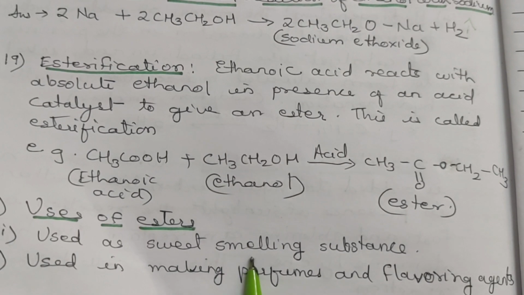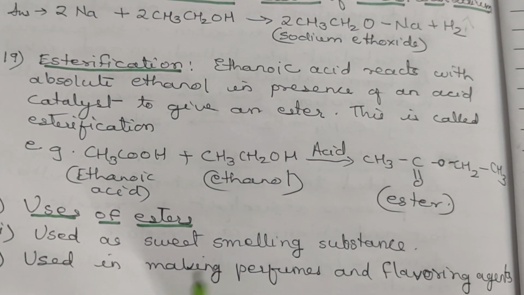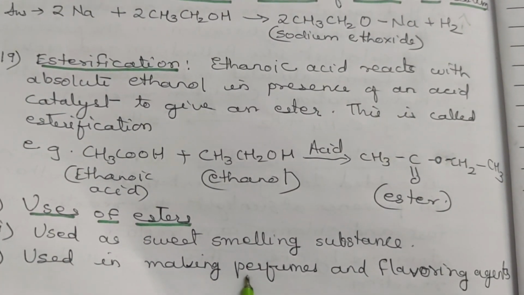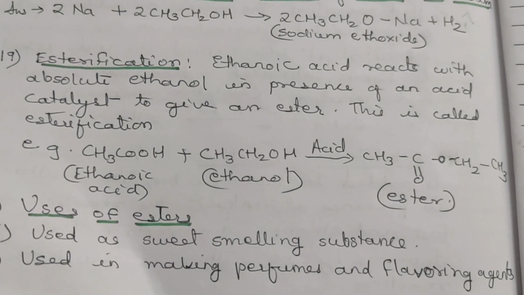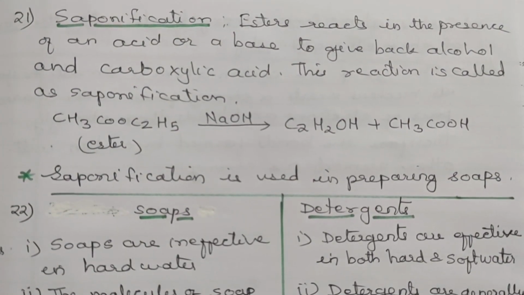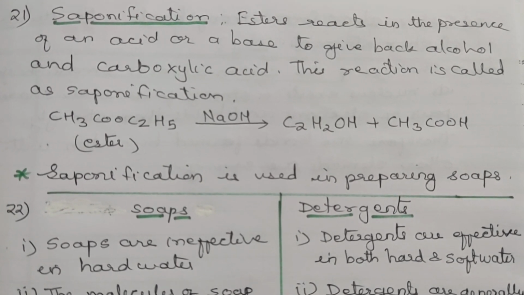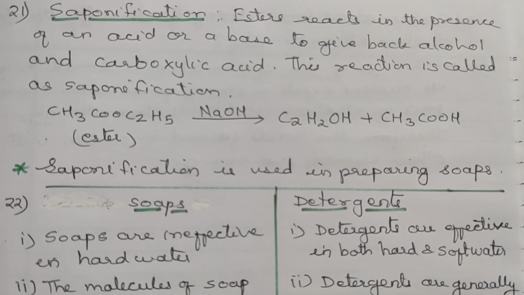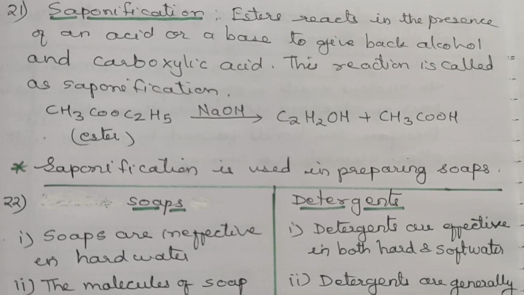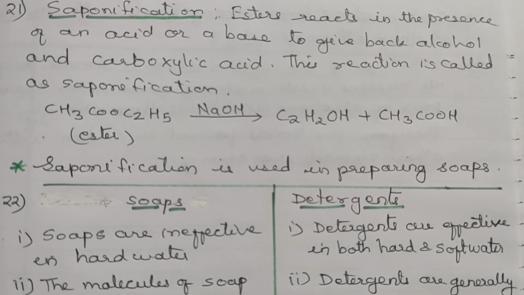Now let us see some uses of esters. Esters are used as sweet smelling substances. They are used in making perfumes and flavoring agents. What is saponification? Esters react in the presence of an acid or a base to give back alcohol and carboxylic acid. This reaction is called saponification.